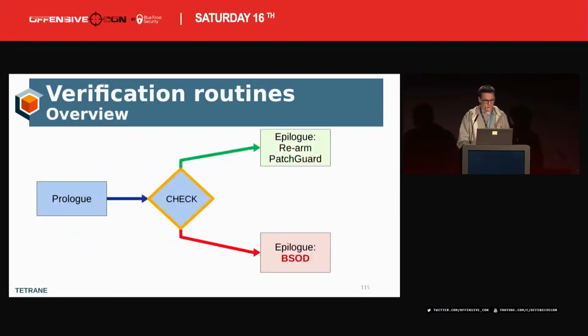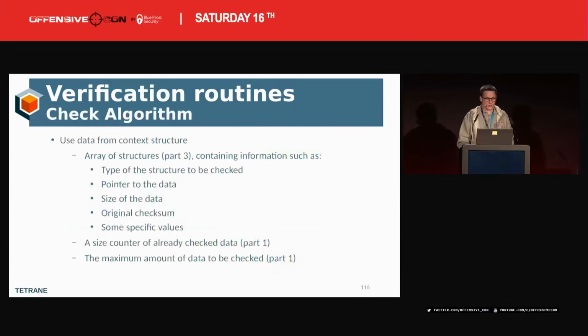So next, we'll see how the check works. As I said before, it will use data from the context structure. It will need the type of the structure to be checked, the pointer of the data, the size of the data, the original checksum or some specific value. And there is also a size counter of all the data that has already been checked, and also the maximum amount of data to be checked, which is, at this point, you may have guessed the algorithm.